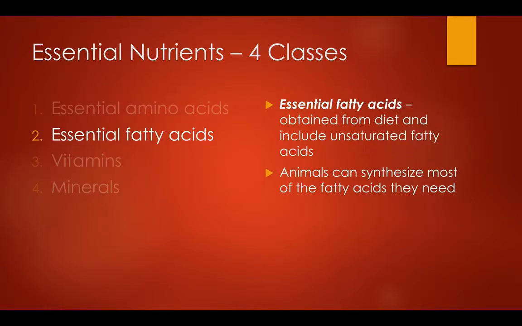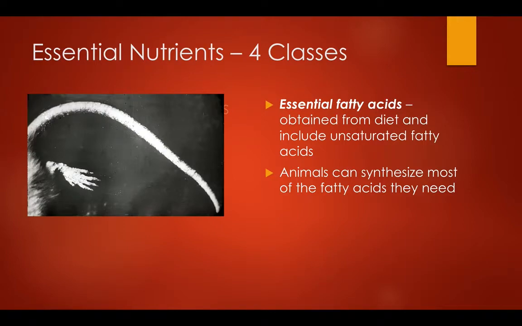Next, we have essential fatty acids. Essential fatty acids are obtained from diet, including unsaturated fatty acids, so fatty foods. Animals can synthesize most fatty acids they need. And when you have something like an essential fatty acid deficiency, this is an experiment seen in rats, it resulted in a deformity and scaling on the tail. So they are not getting enough of those essential fatty acids, resulting in some morphological changes to the body.